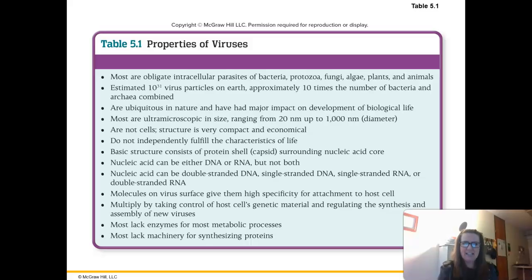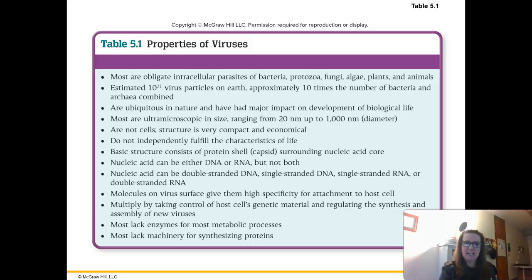You can see the nucleic acid can be double-stranded or single-stranded, DNA and RNA. That's kind of outside the scope of what we need to talk about. Next one, molecules on the virus surface give them high specificity for attachment to the host cell. Viruses are very, very specific. So a rhinovirus, a virus in your nose, is not going to attack your gastrointestinal tract, right? Like norovirus. So they're very, very specific to the host cell that they need to invade, which also means that their host organism is also very specific.